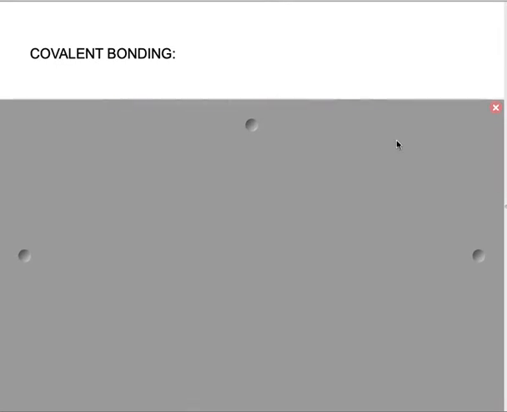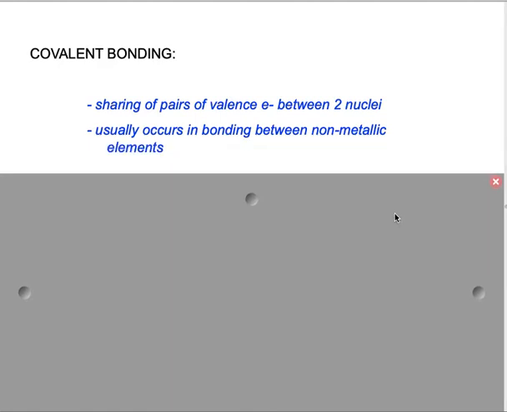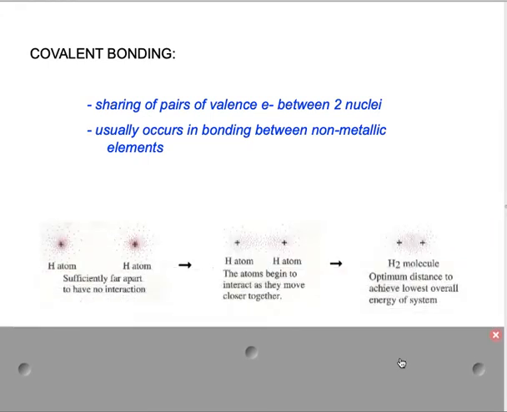At the other extreme is covalent bonding, which involves sharing of pairs of electrons between two nuclei, and usually occurs in bonding between nonmetallic elements, that is, nonmetals and metalloids. Here's a depiction of the formation of the hydrogen-hydrogen covalent bond in the H2 molecule.